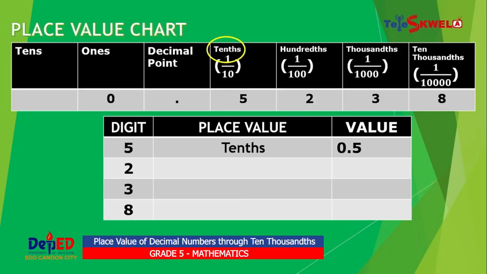The next digit is 2, which is under the hundredths column, having the value of 1/100. To get the value of 2, we copy the decimal point in its original position, change 5 into 0, then multiply 1 in 1/100 by 2. The 3 steps give us 0.02 or 2 hundredths.